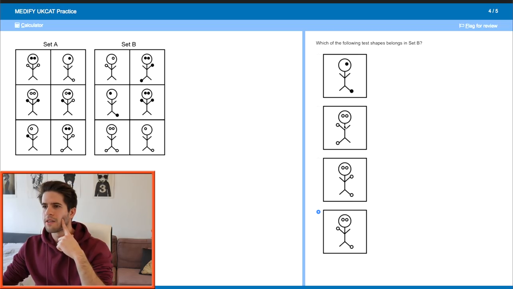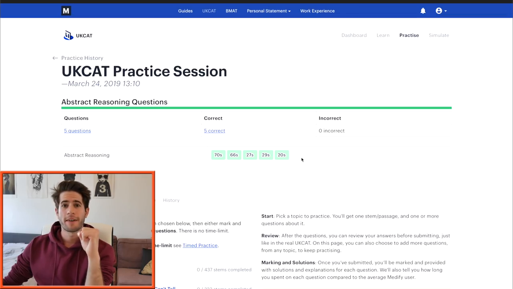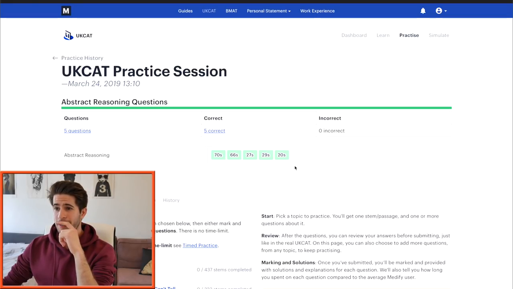So it's not gonna be either of these because they're lopsided. Here on the left half, there's 3 circles. Here on the right half, there's 3 circles. So it's not gonna be that one. Another one. Which of the following test shapes belongs in set A? Set A, it was opposite color. So not this, not this, can be this and can be that. Yeah, so not this one, has to be C. 5 out of 5 correct. Not gonna lie, that was really tricky.